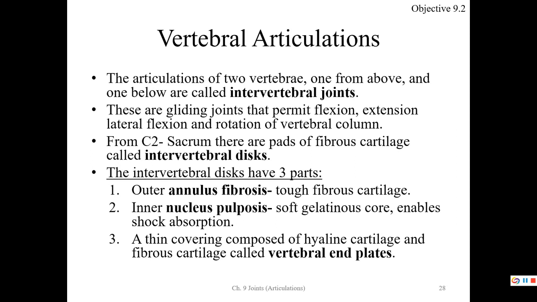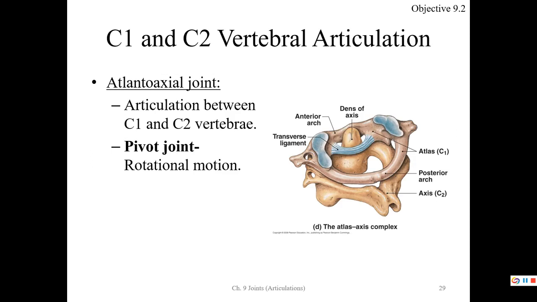The nucleus pulposus, this is the soft gelatinous core that enables shock absorption, and that's going to be your peanut butter. Then the brown wrapper is the vertebral end plates, a thin covering of hyaline cartilage on the outside. Okay, the annulus fibrosus is the tough fibrous cartilage, that's the chocolate. The nucleus pulposus is the peanut butter core. And the little brown wrapper on it is the vertebral end plate. Okay. Now, the first articulation that we name is called the atlantoaxial joint.